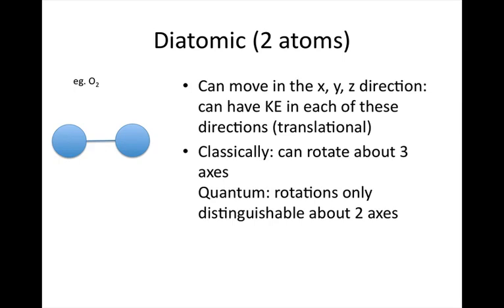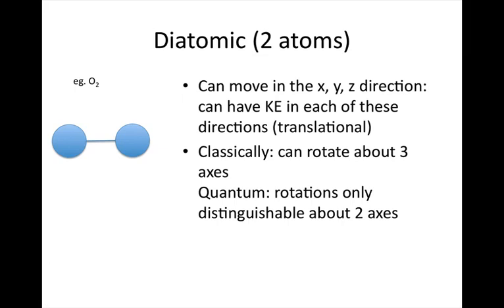Now it can rotate about 3 axes. It can rotate in the XY plane, the YZ plane, and the ZX plane. And we can see it rotating in 2 of these planes. But if it's spinning about the axis between the molecules, so this is spinning around and around on this axis, then we can't actually see it rotating. So it cannot store rotational energy in that way.